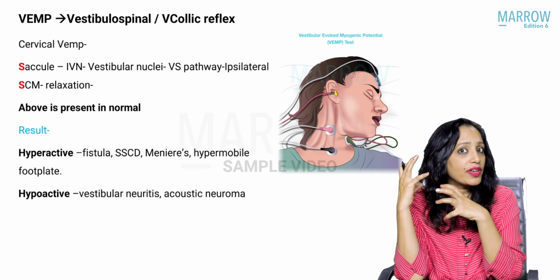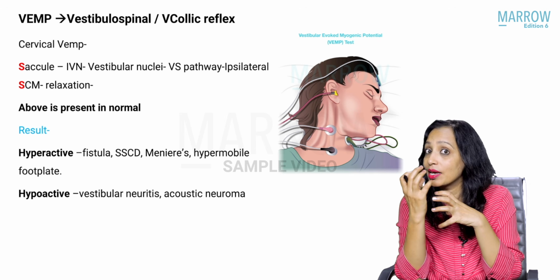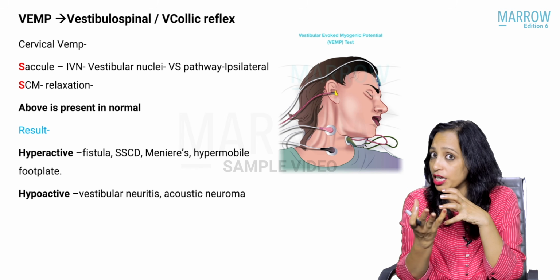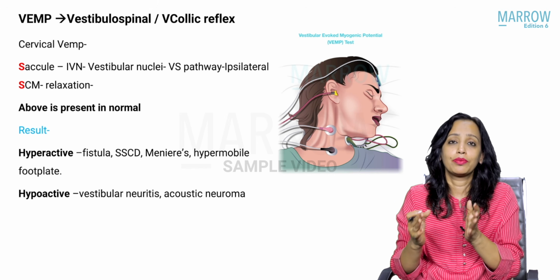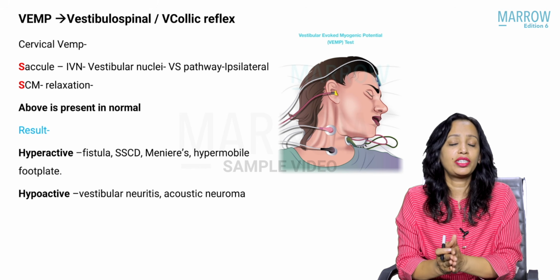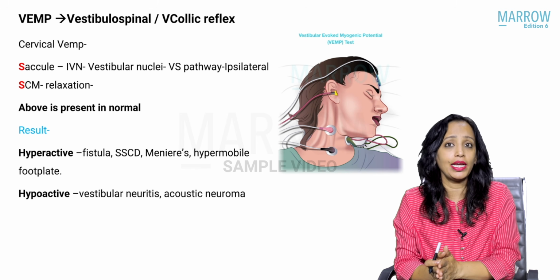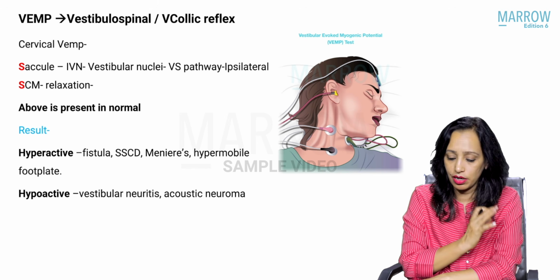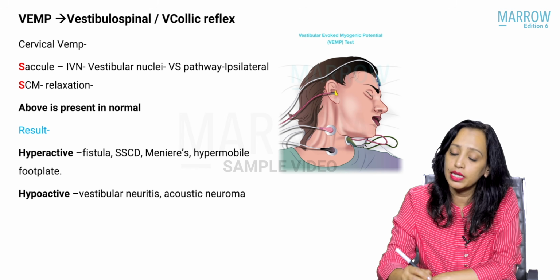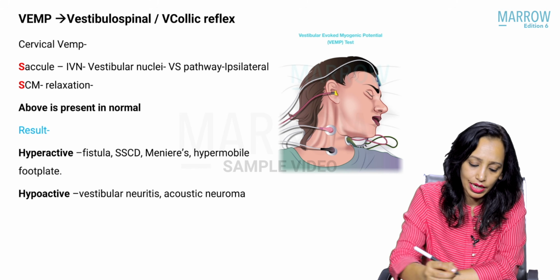The function of the vestibular system is not only to fix our gaze on objects, but it is also to maintain our posture. So this is one test which tests the vestibulospinal reflex. From the vestibular system, what is the pathway of the vestibulospinal reflex? One of the very important pathways is that we have the utricle and saccule, right?